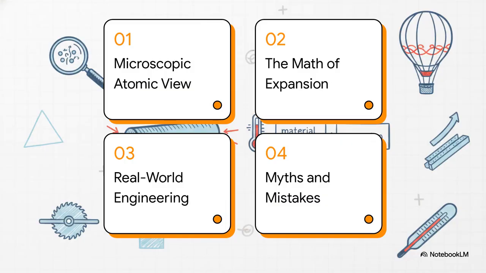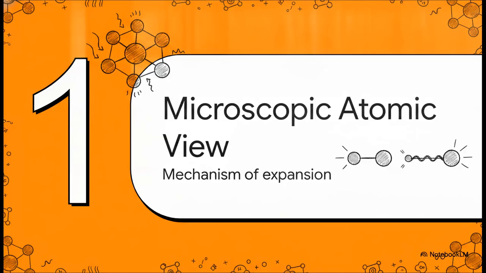Here is our game plan for this explainer. First, the microscopic atomic view. Second, the math of expansion. Third, real-world engineering applications. And finally, number 4, common myths and mistakes. All right, kicking things off with part 1, the microscopic atomic view.